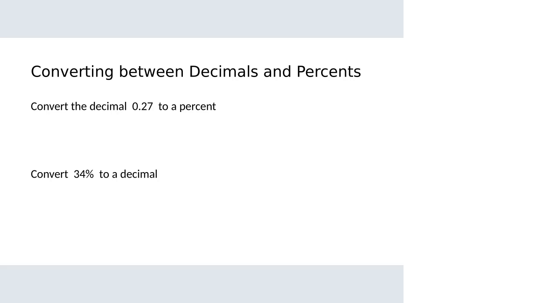If we want to convert the decimal 0.27 to a percent. So now we're going from decimal to percent. Some of you will do this by saying, well, you just move the decimal point 2 places to the right, and it's 27%. Outstanding. Nothing wrong with that.